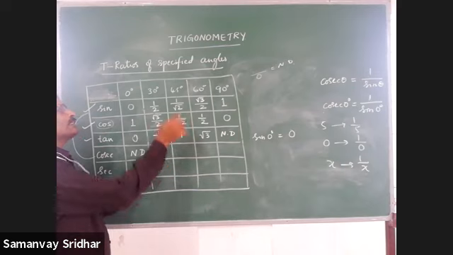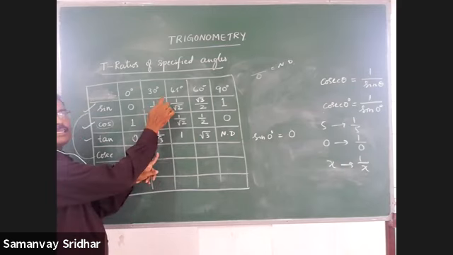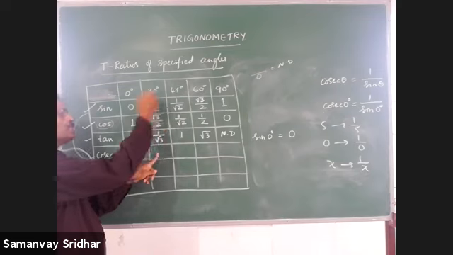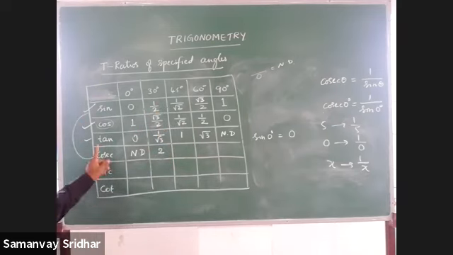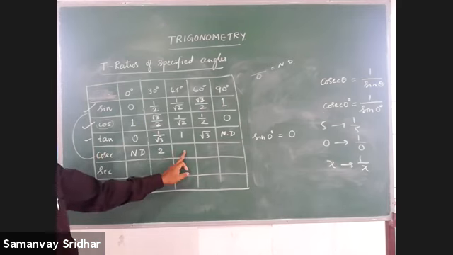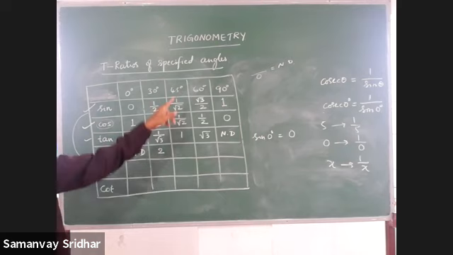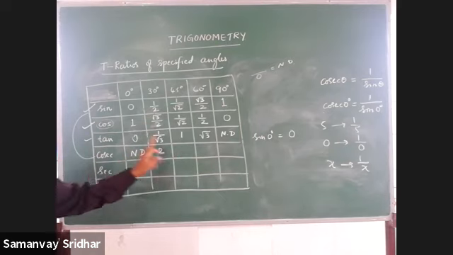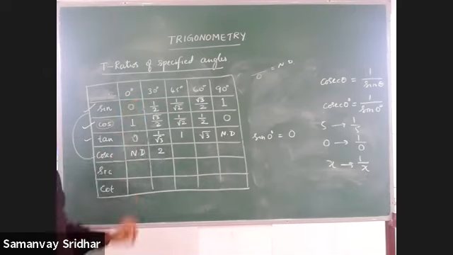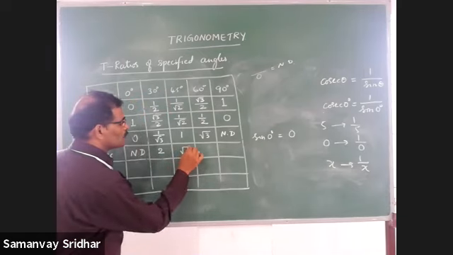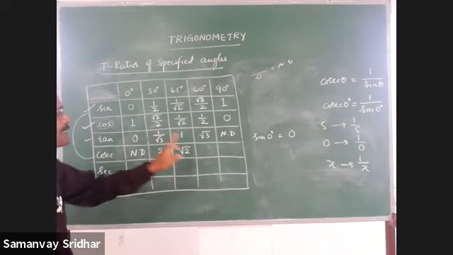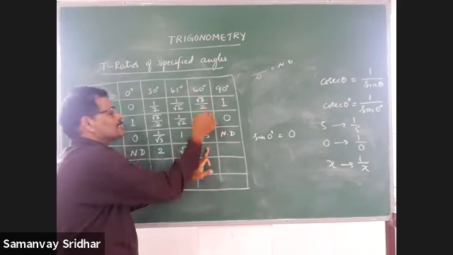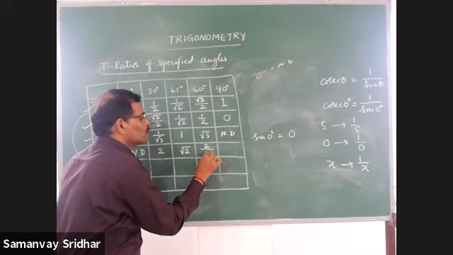Okay then. So then what is cosec 30 degree? Reciprocal of sin 30 degree. What is sin 30 degrees? 1 by 2. What is the reciprocal? 2. What is cosec 45 degree? Cosec 45 degree is the reciprocal of sin 45 degree. Therefore, that is root 2. 1 by root 2 will become root 2. Similarly, cosec 60 degree, reciprocal of sin 60 degree, 2 by root 3.